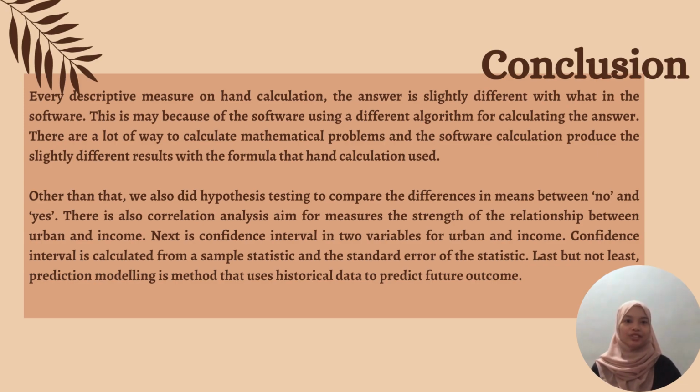Other than that, we also did hypothesis testing to compare the difference in mean between no and yes. There is also correlation analysis aimed at measuring the strength of the relationship between urban and income. Next is confidence interval in two variables for urban and income. Confidence interval is calculated from a sample statistic and the standard error of the statistic. Last but not least, prediction modeling is a method that uses historical data to predict future income.